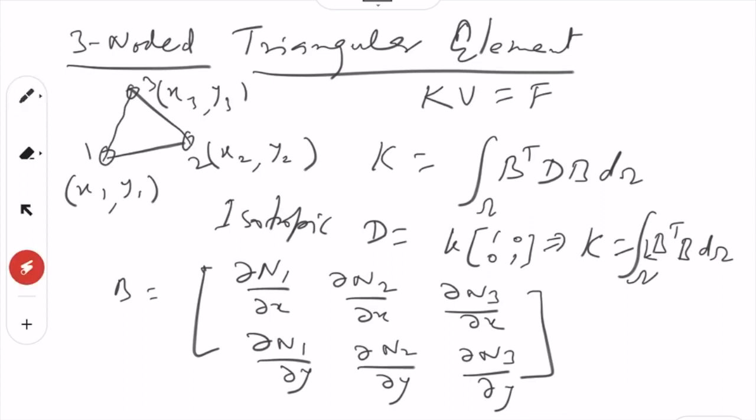And B transpose will be 3 by 2, D will be 2 by 2, and B will be 2 by 3. So the whole thing is 3 by 3, and you get a K 3 by 3 matrix in this case. We know all those things. The only thing that remains now is what N1, N2, N3 are, and we can find out exactly what K is, and we are done. So what is N?